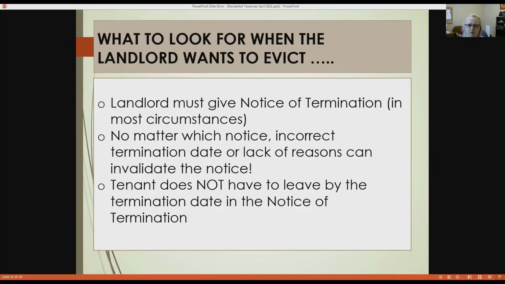It's also important for tenants to realize that a notice is just a notice. They do not have to move out by the date in a termination notice. It just means that after that, the landlord can apply to the landlord-tenant board to have them evicted, but they would have a hearing and they'd have an opportunity.